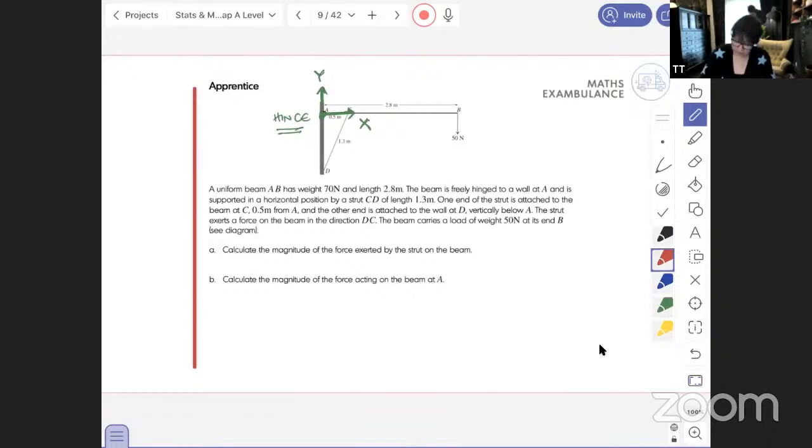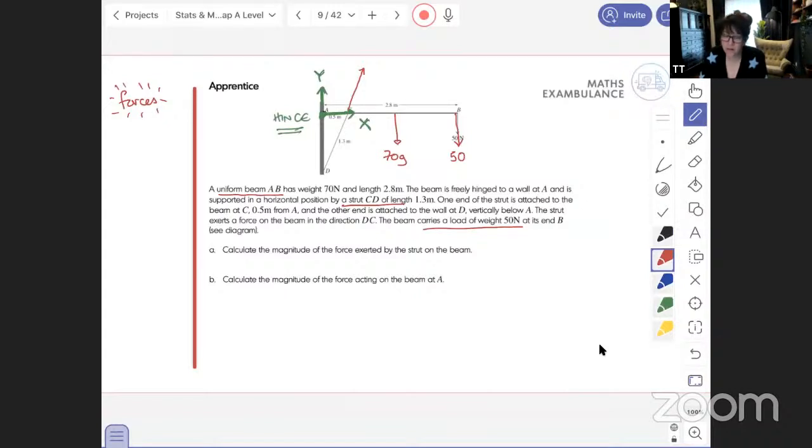Everything else is the same as it was before, but putting the forces on is sometimes the difficult bit. So let's have a look. We have got a uniform beam. So that means that the weight is going to come out of the middle. The beam is hinged. We've dealt with the hinge. There's a strut, and the force exerted on the beam by the strut goes in this direction. That's a bad direction. We're going to have to resolve that. And the beam carries a load of weight 50 at the end. Weight 50, not mass 50, weight 50.